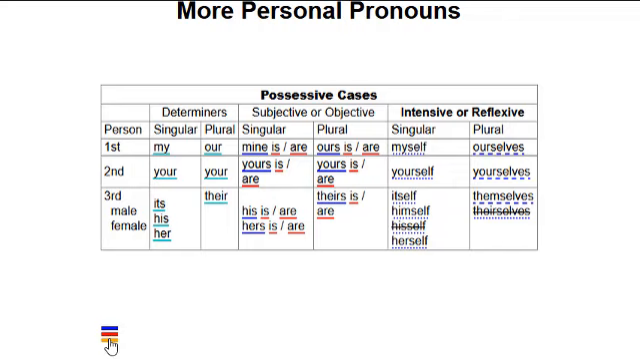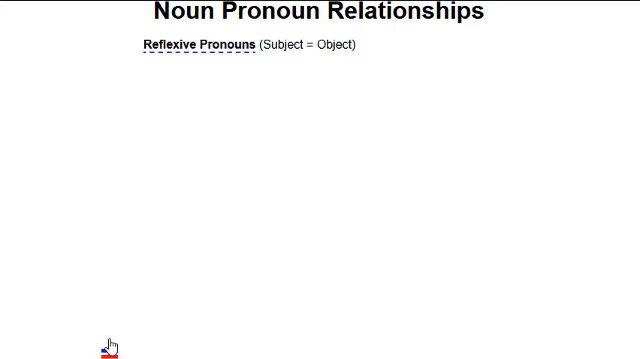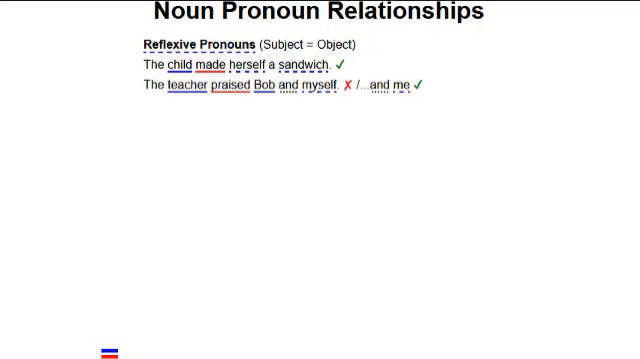More errors are made with reflexive pronouns. The pronoun and the subject should refer to the same thing. A correct example is, "The child made herself a sandwich." The statement, "The teacher praised Bob and myself," is incorrect. Myself doesn't refer to the subject. You should say, "The teacher praised Bob and me."